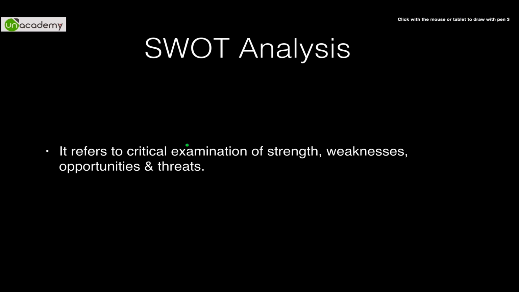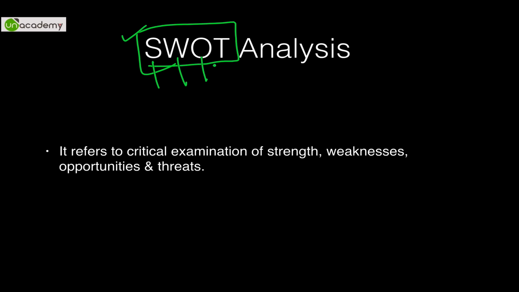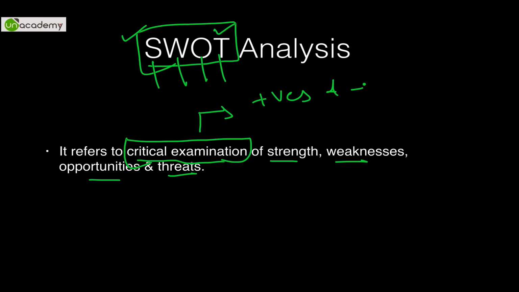Coming to the next topic, SWOT analysis, something you might have definitely heard once in your life. SWOT analysis: strengths, weaknesses, opportunities, threats. Not a very rocket science approach, but yet a very important approach. It refers to the critical examination of strengths, weaknesses, opportunities, and threats. Critical examination means understanding the positives and the negatives, which is why the word critical. So weaknesses and threats are being identified because we want to be critical about the industry.